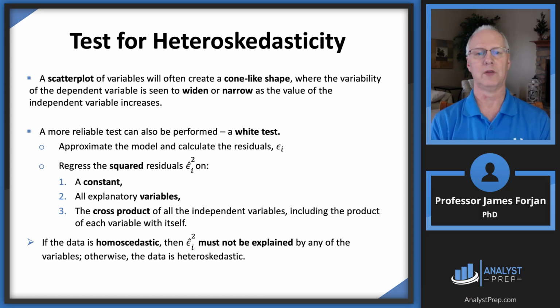What you do is you go ahead and just estimate a set of linear parameters for the model, and then you regress the squared residuals on a constant and then all of the explanatory variables. And then what you do is you look at the cross product of all of those independent variables.